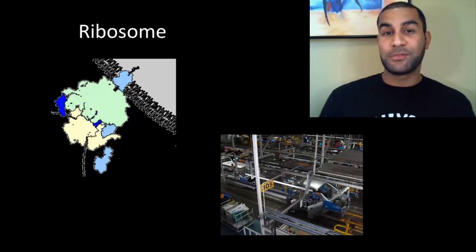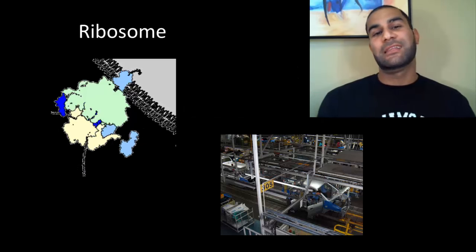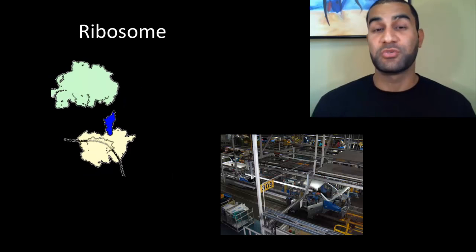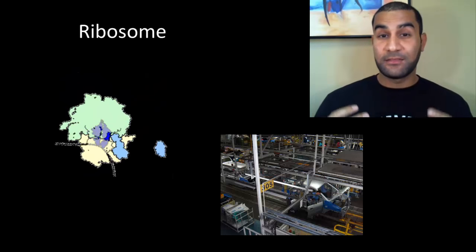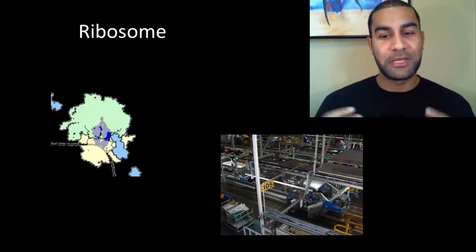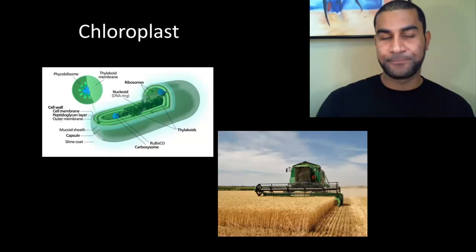Just like an assembly plant for a car makes the cars and then allows everybody to drive themselves where they need to go so the city can function properly. So the ribosomes make the proteins to turn around and drive the cell, just like an assembly plant would make the cars that drive the people around the city.